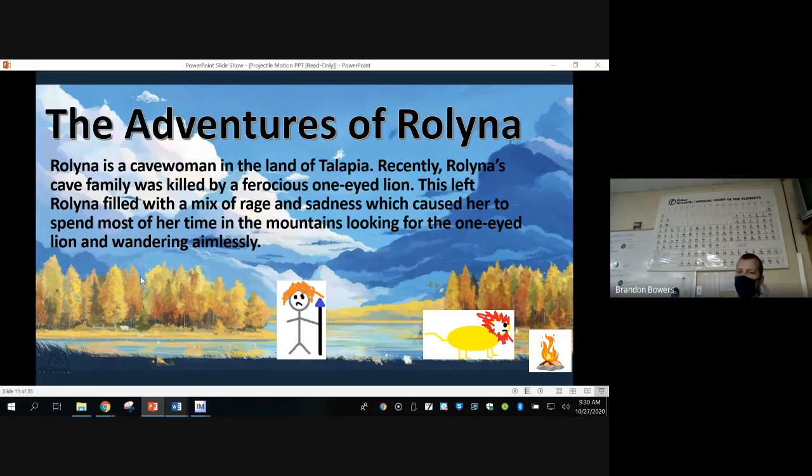She is a cave woman in the land of Tilapia. Recently, Rolina's cave family was killed by a ferocious one-eyed lion. This left Rolina filled with a mix of rage and sadness, which caused her to spend most of her time in the mountains looking for the one-eyed lion and wandering.